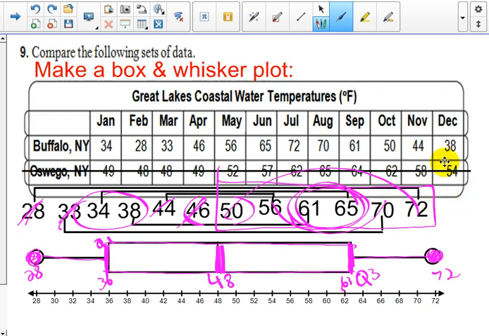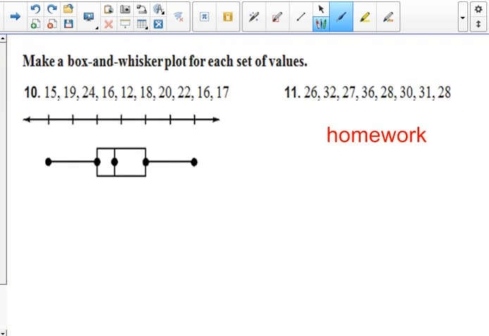Okay, any questions about that? All right, so on the back page of your homework, you'll do a box and whisker plot for 10 and 11. Okay, and that'll be homework. All right, 10 and 11. Be sure that you put everything in order first.